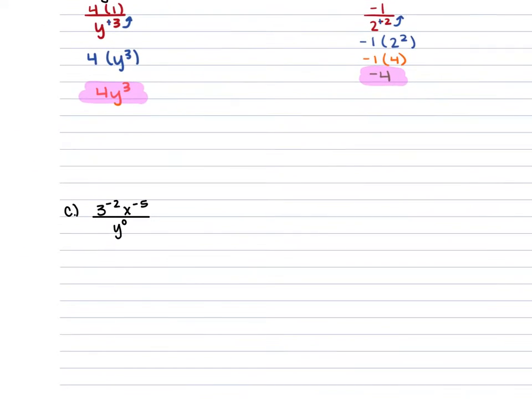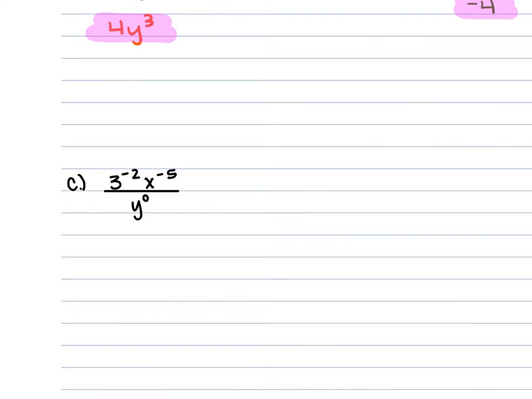For example C, we have 3 to the negative 2nd power, x to the negative 5th, all over y to the power of 0. If you want to simplify that y to the power of 0 first, you can do so. It's just going to turn into a 1, so it's just the 3 to the negative 2nd power, x to the negative 5th power over 1, which is just 3 to the negative 2nd, x to the negative 5th.